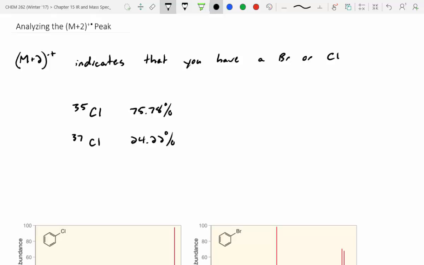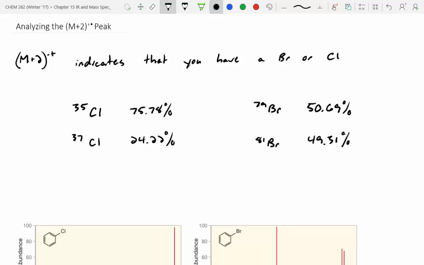With bromine, it's even stranger. There's bromine 79 and then bromine 81. Bromine 79 is present about 50% of the time. And bromine 81 is present 49% of the time. So if you see that mass plus 2 peak, that's a big indication that you've got some sort of halogen on there, specifically bromine or chlorine.